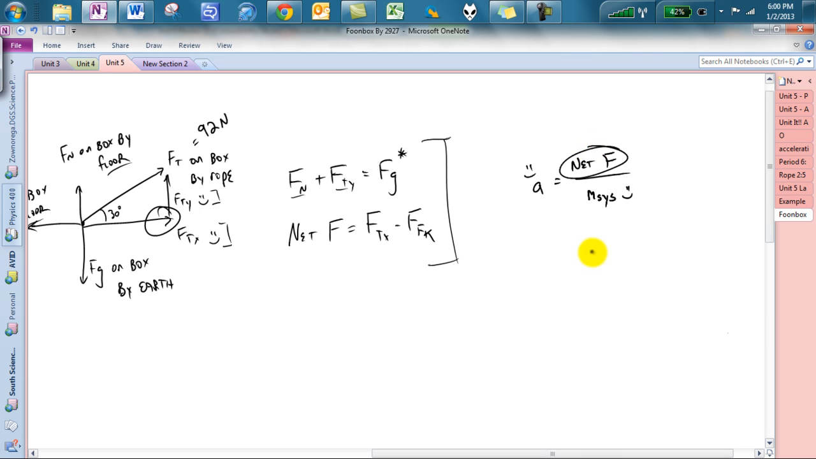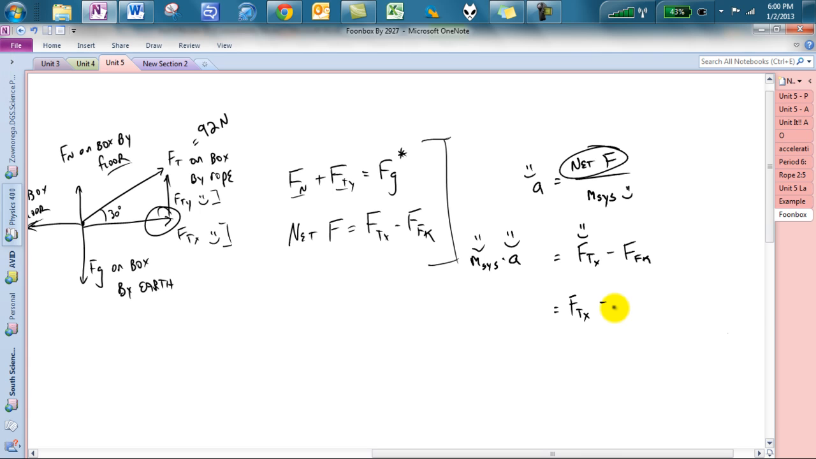In order to do this, we know it's FTX minus FFK, and this is equal to mass of the system times acceleration. I'm happy with the left-hand side because I have both of those, and now basically it's just working with all of this stuff on over here. FTX I said I know, so I'm happy with that one, so it's all going to be circling around FFK.